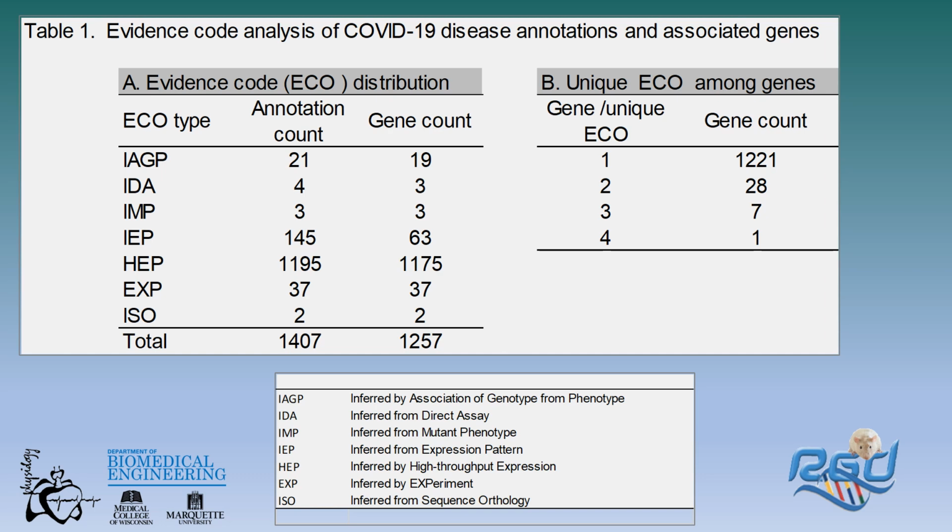The COVID-19 disease annotations were analyzed by evidence code. Evidence codes describe what types of evidence support the association between the genes and COVID-19. Most of the annotations were associated with HEP and IEP, based on expression pattern, and most of the disease genes are associated to COVID by only one type of evidence, as shown in B.